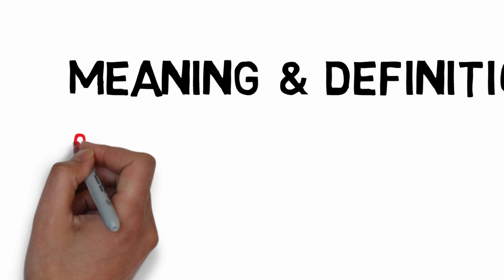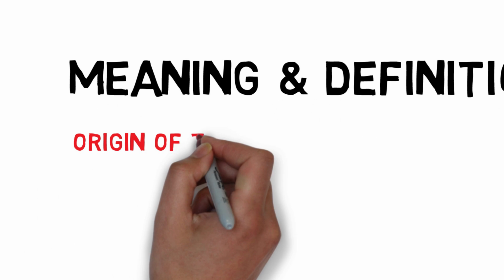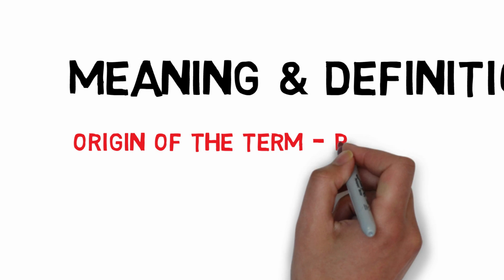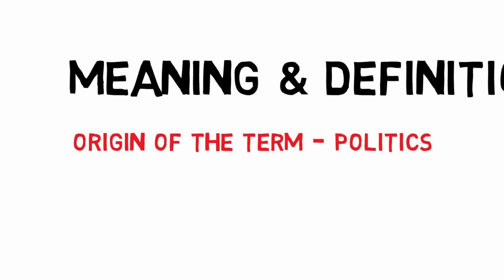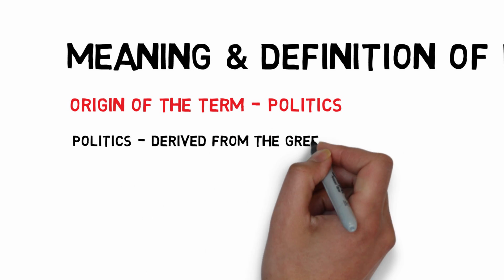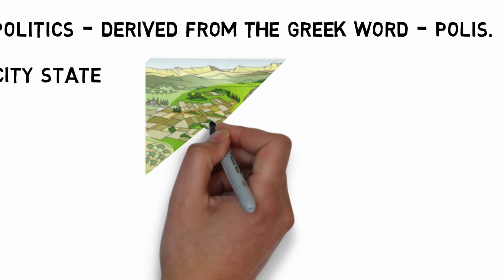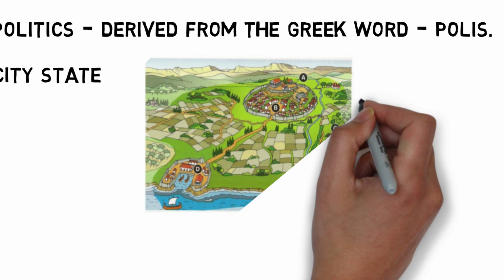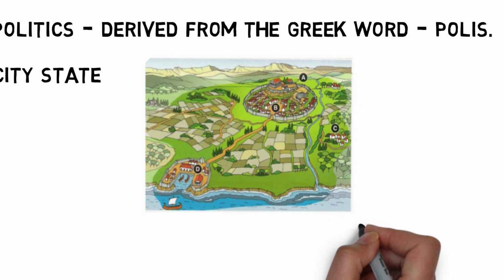Well, let us understand first the origin of the term politics. Now, politics is derived from the Greek word polis, which means city-state. In this picture, you can get an idea what a city-state used to be in ancient times.